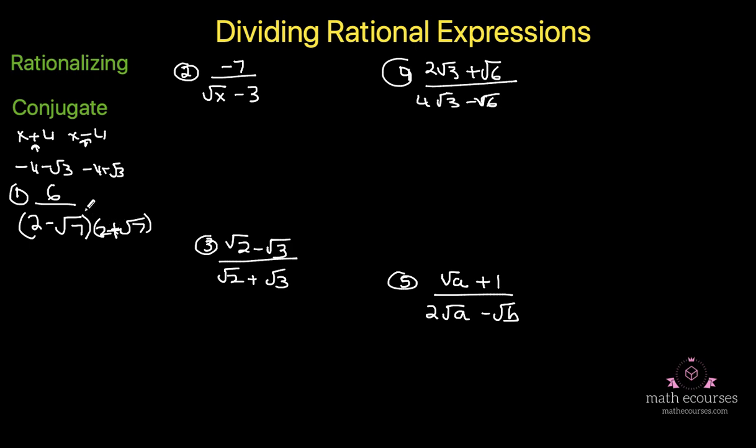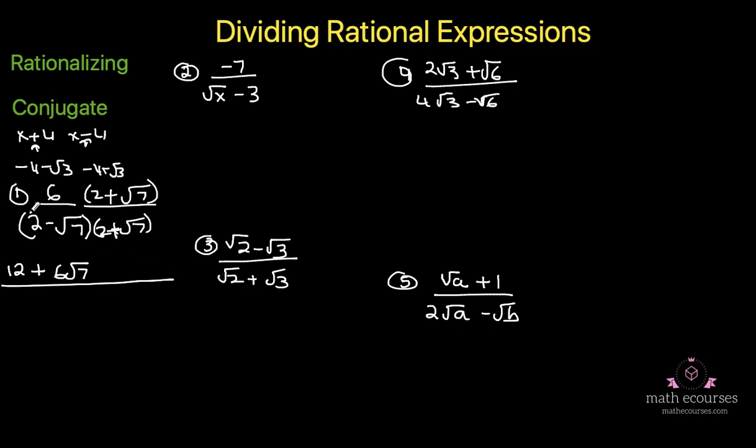If I multiply that by that, whatever you do to the denominator, you must do the exact same thing to the numerator. So on the numerator, I just need to distribute. 6 times 2 is 12. 6 times square root of 7. Remember, the 6 does not have a square root, so that's just 6 square root of 7.